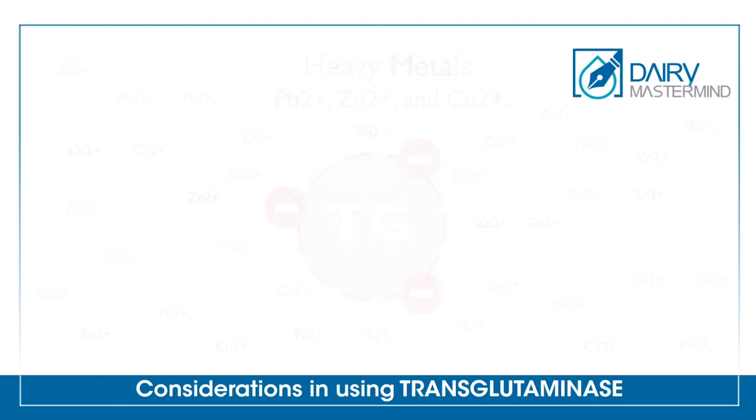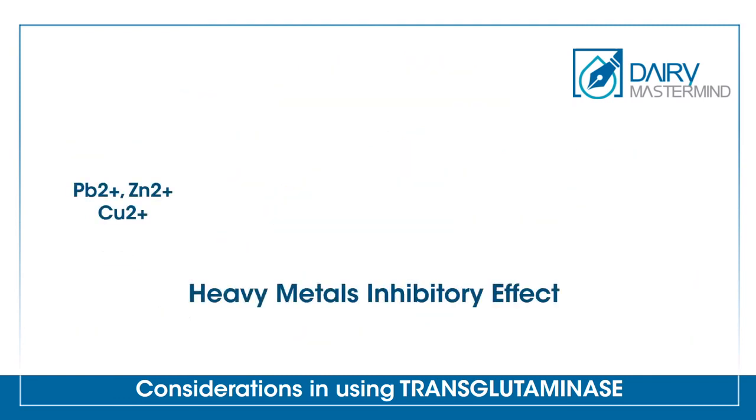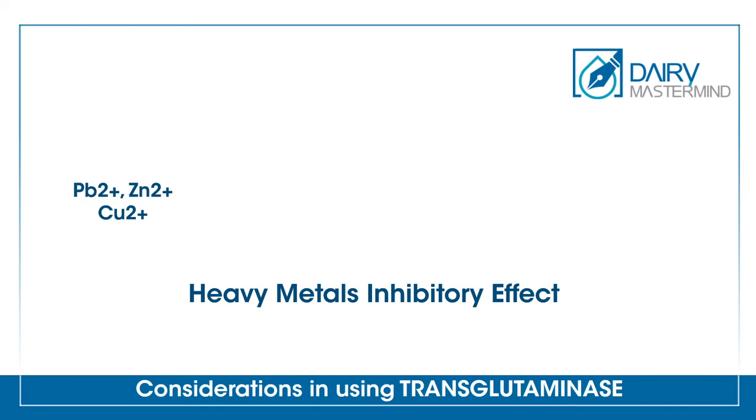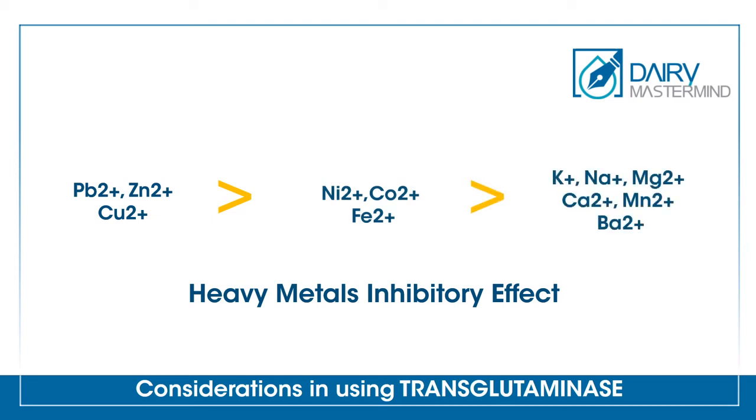There are some inhibitors for TG enzyme, such as lead, zinc, and copper, which have an inhibitory effect on enzyme function. This is because these heavy metals bind the thiol group of the single cysteine residue, which is the active site of TG enzyme. Although research has shown that TG enzyme is moderately inhibited by nickel, cobalt, and iron, potassium, sodium, magnesium, calcium, manganese, and barium do not affect the activity of the purified TG.